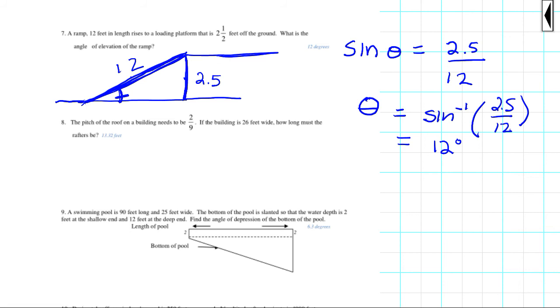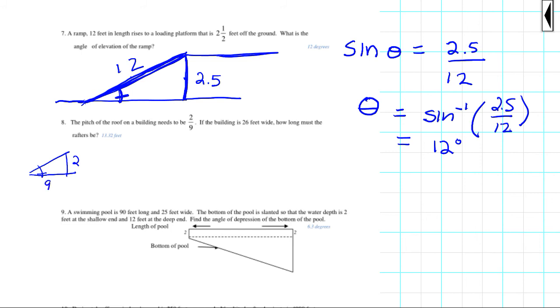The next one: the pitch on the roof of a building needs to be 2 over 9. If the building is 26 feet wide, how long must the rafters be? Again, you may want to look at your right triangle assumptions to see what pitch means and what rafters means. The important thing here is to notice that you're going to have to do two different problems. Let's forget about the building itself and talk about the pitch. The pitch means the rise over the run. So the rise over the run is 2 over 9.